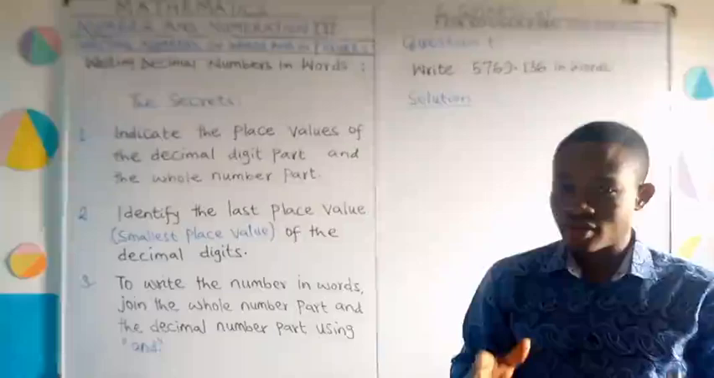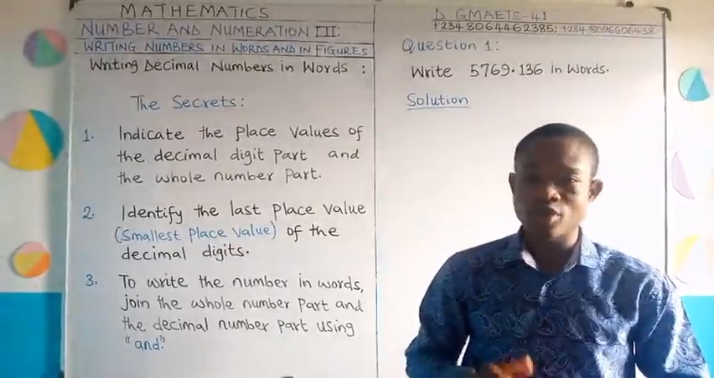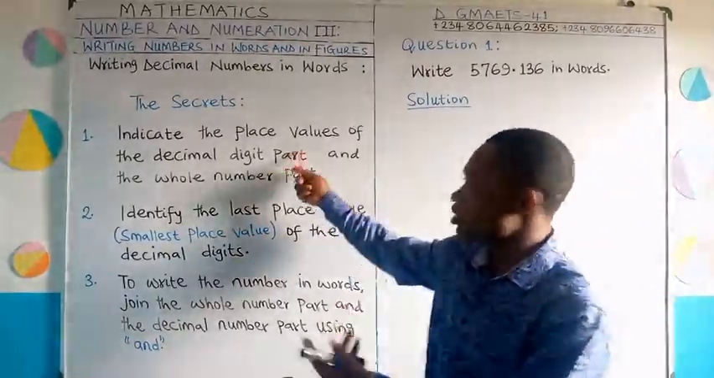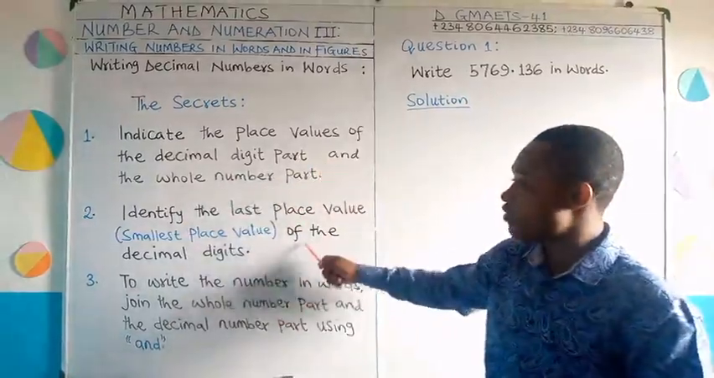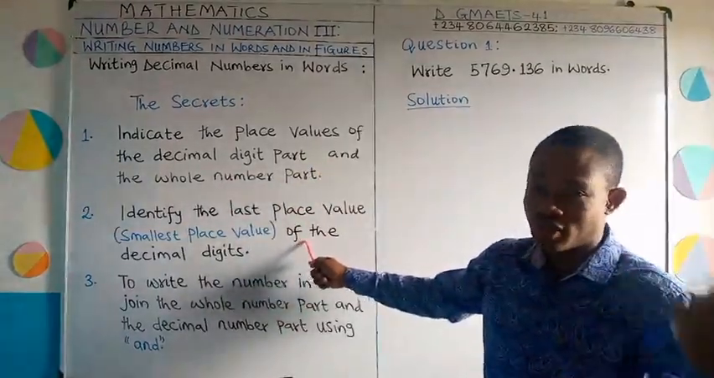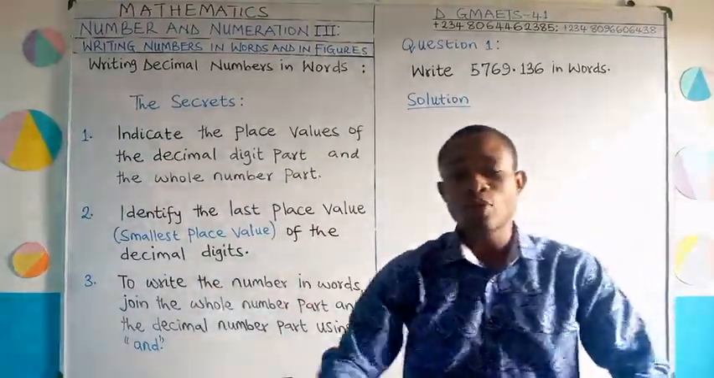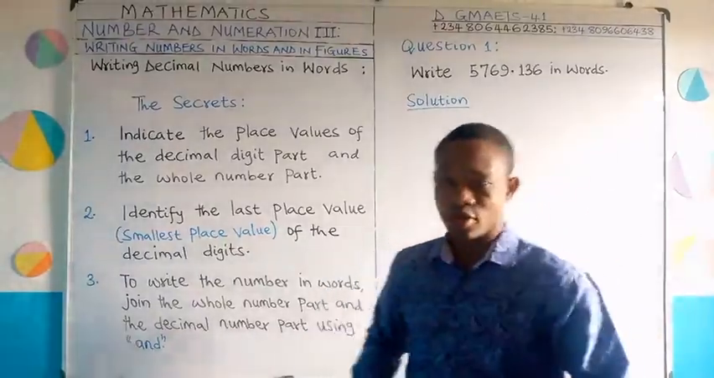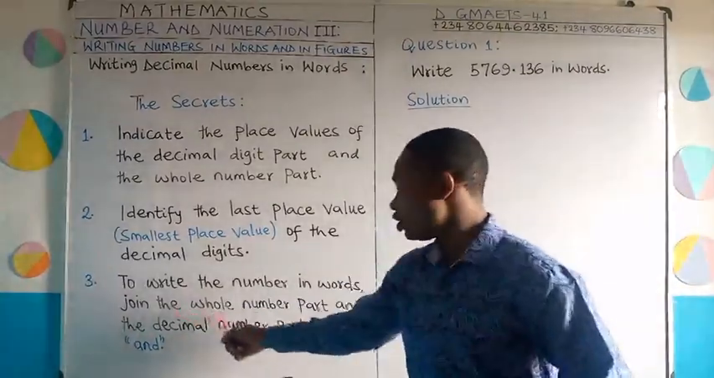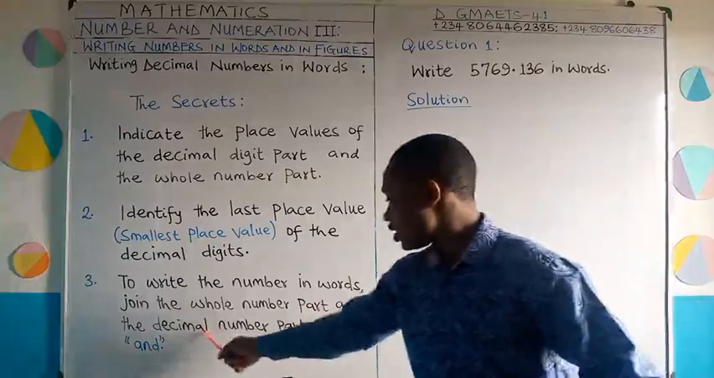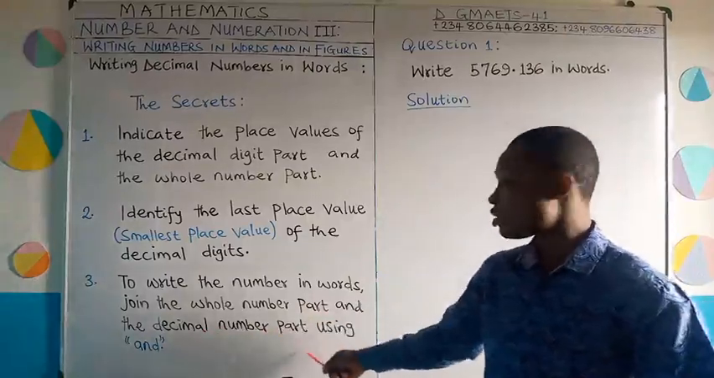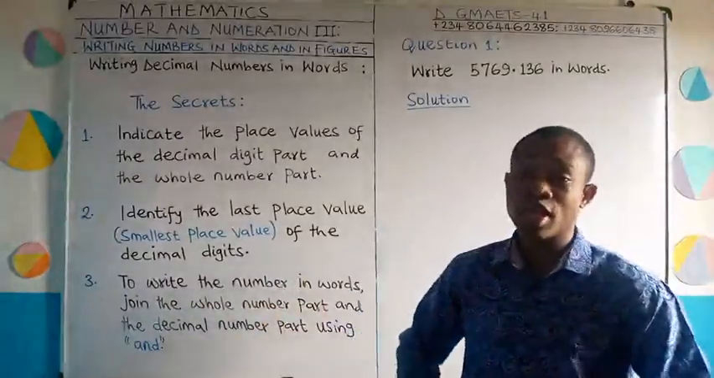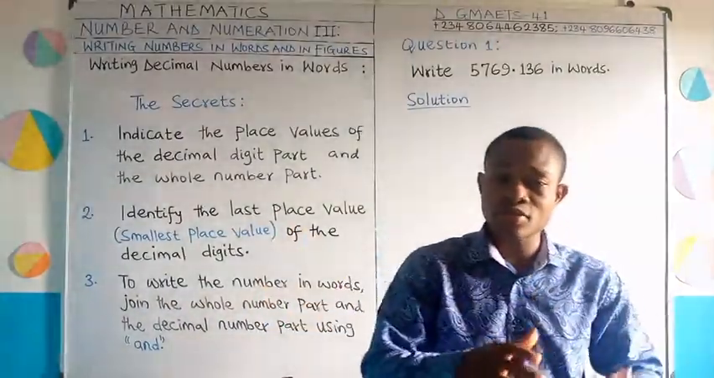Now, this takes us to secret number 3, what you should know when you want to write a decimal digit in words. Now you have done these things, that is indicating their place values. You have identified the last place value in the decimal digits. It is now time you want to write out the decimal number in words. So this is what you do. You are going to join the whole number part and the decimal part using the word "and".